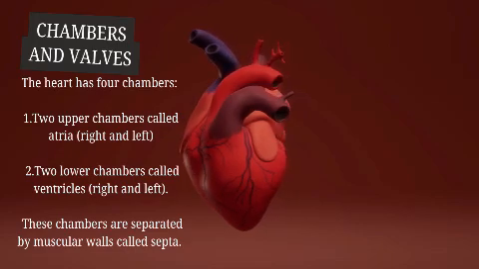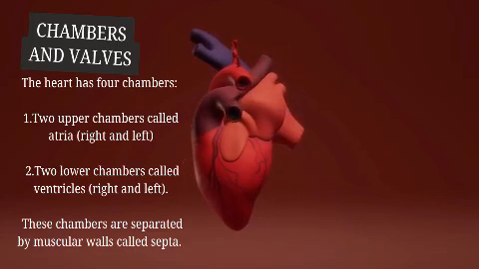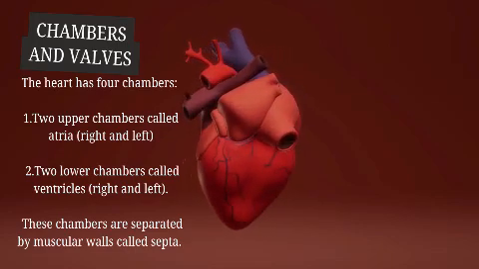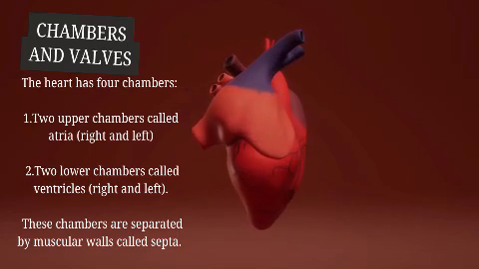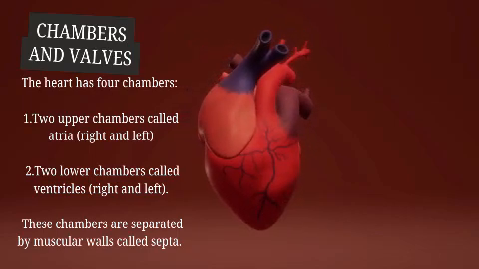The heart has four chambers: two upper chambers called atria, right and left, and two lower chambers called ventricles, right and left. These chambers are separated by muscular walls called septa.